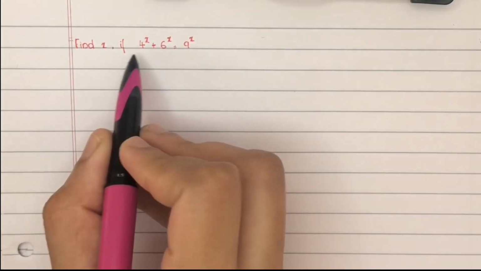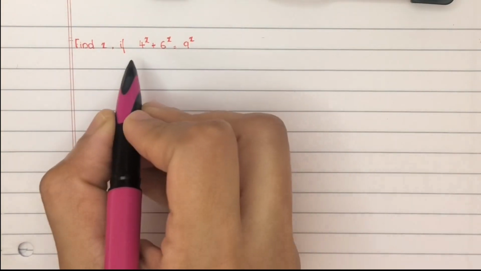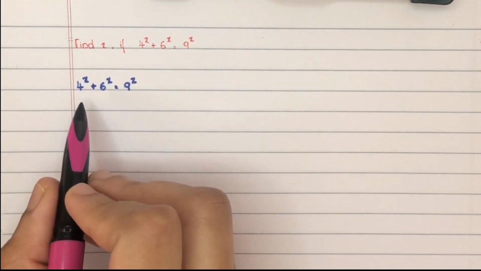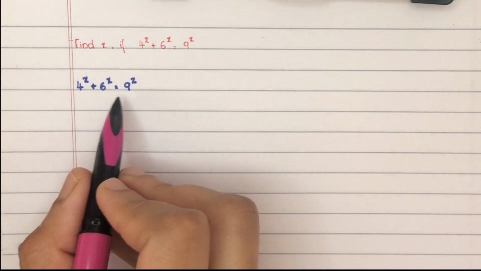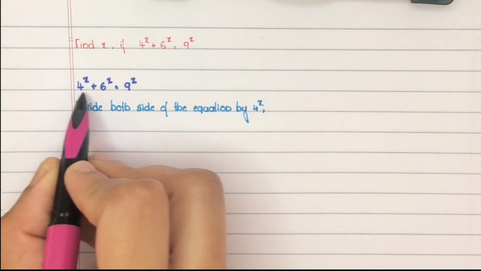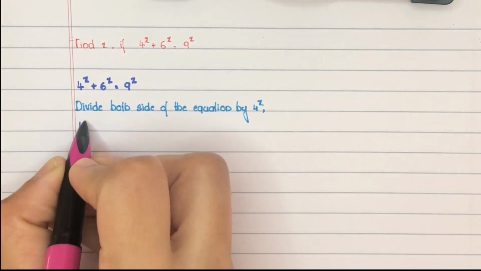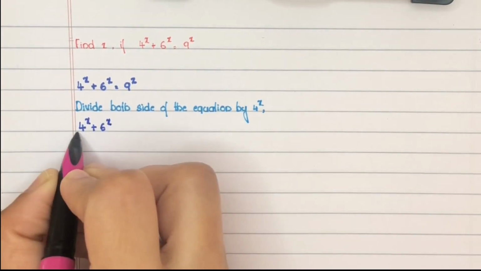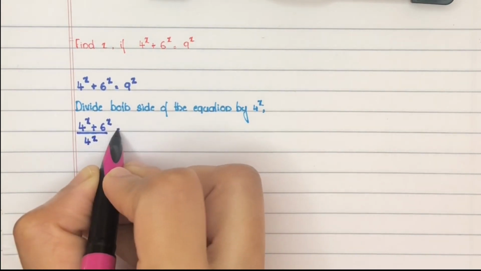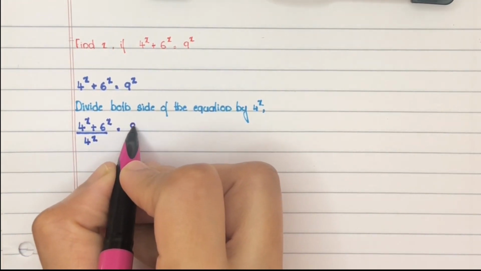Find x if 4 raised to x plus 6 raised to x equal to 9 raised to x. Consider the given equation. First step, divide both sides of this equation by 4 raised to x. So LHS becomes 4 raised to x plus 6 raised to x by 4 raised to x, equal to RHS 9 raised to x by 4 raised to x.